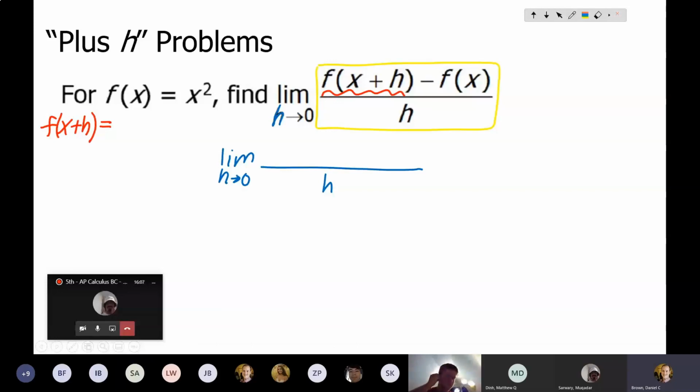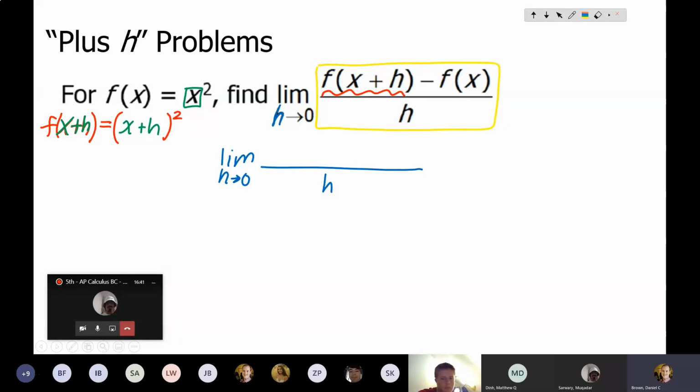So if we're looking at it right here, I'm going to highlight it in green. When I see f of x plus h, that tells you anytime you see an x in the problem, you're going to replace it with an x plus h. So the original problem was x squared, but instead we're going to say x plus h squared. You could leave it like that.